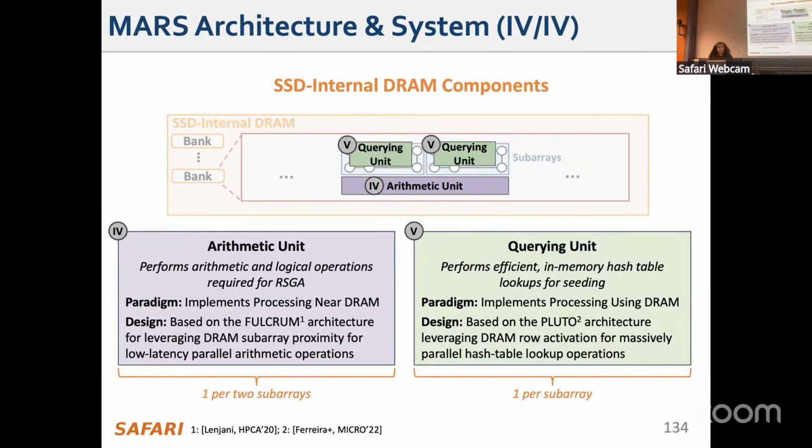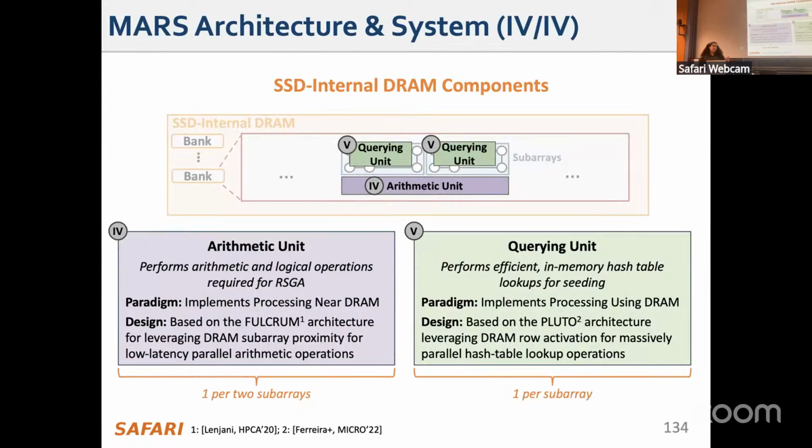And finally, the next point is we have this query unit that performs efficient in-memory hash table lookups for seeding, and it's a processing-using-memory design based on the Pluto architecture. You can check these works separately if you want. It leverages DRAM row activation for massively parallel hash table lookup operations. So this work, as you can see, has a completely different flavor than the previous works because it tries to more aggressively re-architect the system and think of it in a new way.